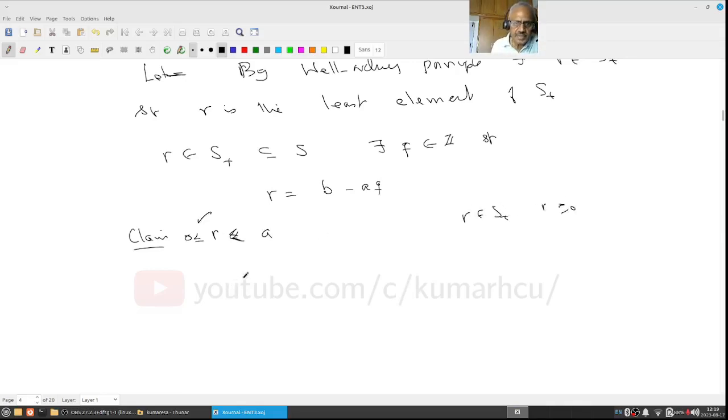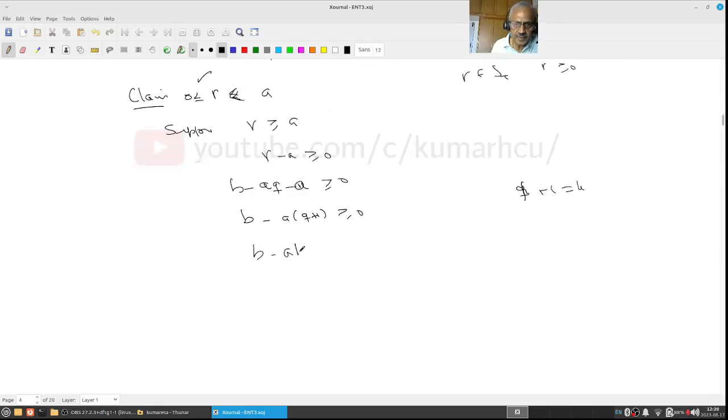This part is okay. And suppose r is greater than or equal to a, then we want to arrive at a contradiction. If r is greater than or equal to a, then r minus a is greater than or equal to 0. But what is r minus a? r minus a is b minus aq minus a, that is greater than or equal to 0. That means b minus a into q plus 1 is greater than or equal to 0. If I take q plus 1 equal to k, then b minus ak is greater than or equal to 0. And what is this? b minus ak is an element of S and it's greater than or equal to 0. It's an element of S plus.